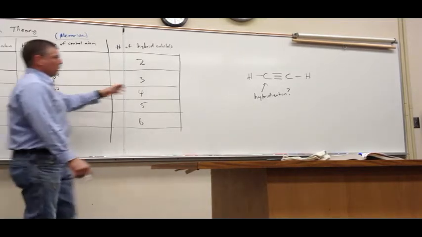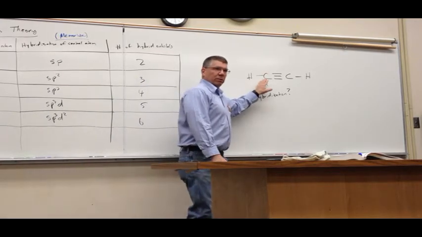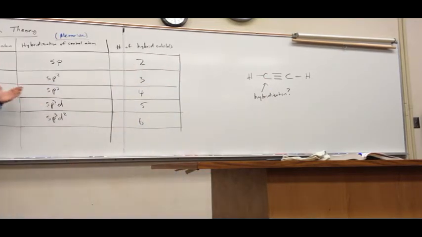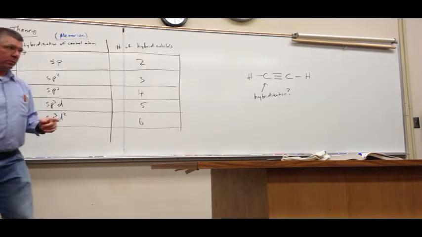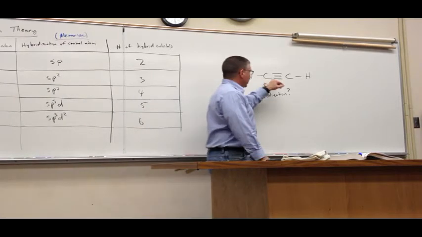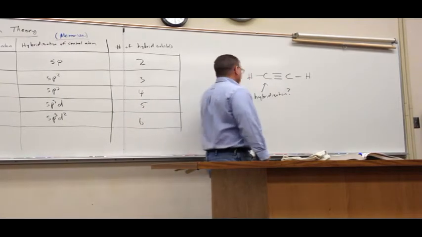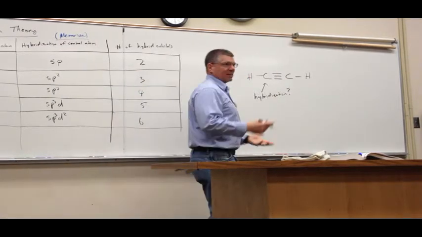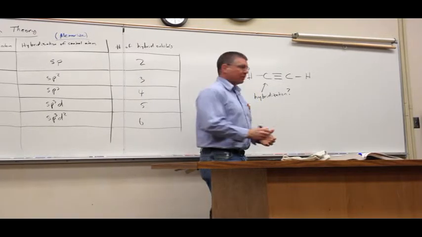So I pointed to this carbon, so that's going to be our central atom, right? How many electron groups are there on that carbon? And what's the answer? 2. 2, because remember, that triple bond counts as one group. So we've got 2 electron groups. That means it's sp hybridized. That's it. It's as easy as that. Okay.